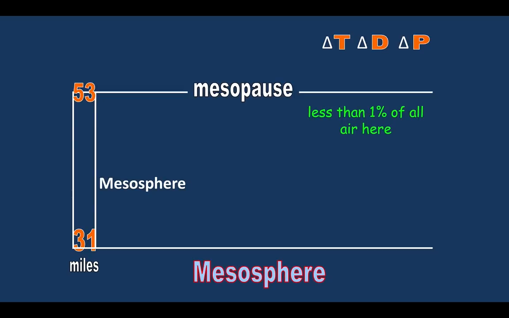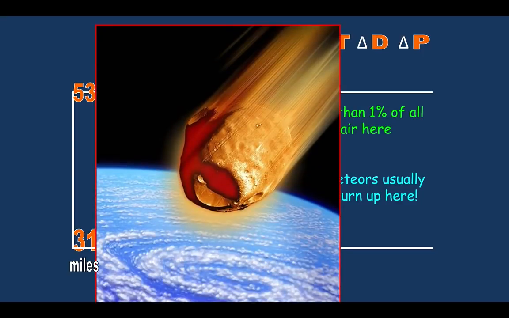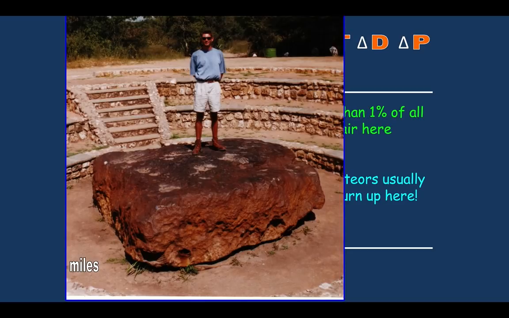Now, less than 1% of all air is here. And this is the place where meteors usually burn up. So make sure you write that fact in. And then I want you to maybe show some meteors coming in here. If a meteor doesn't burn up, you might end up with something like this in a big crater.